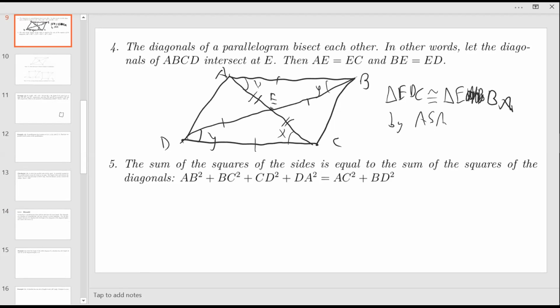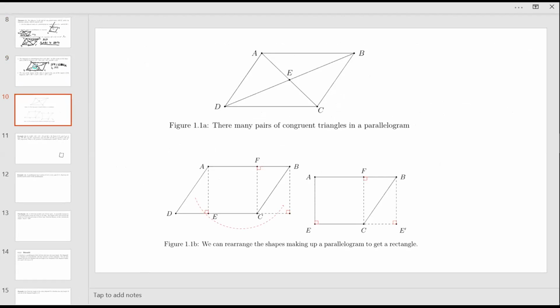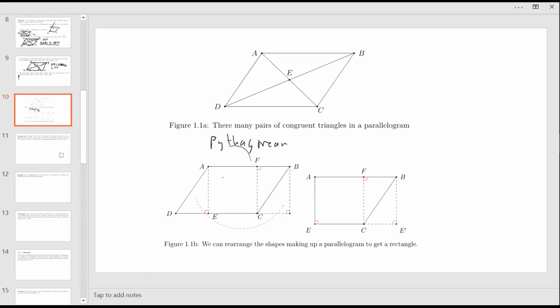Finally, our fifth property is that the sum of the squares of the sides is equal to the sum of the squares of the diagonals. To see this, we'll look at the following diagram. If we look at figure 1.1b, we see that if we draw these altitudes, we can get an expression for AD and BC using the Pythagorean theorem. And then if we just plug all of these into 5, then it should all work out. I'll save you some of the details.